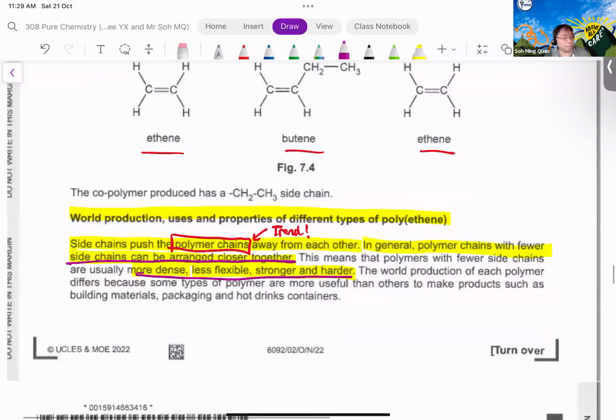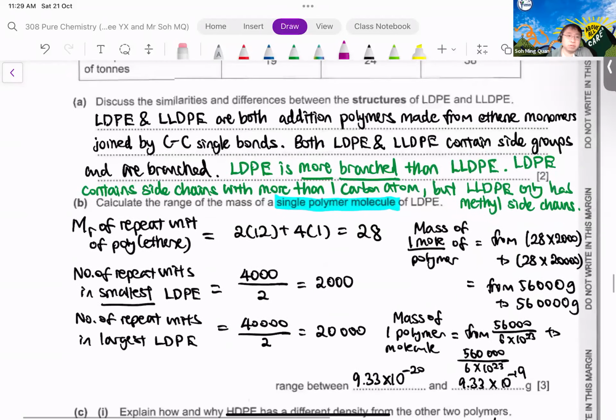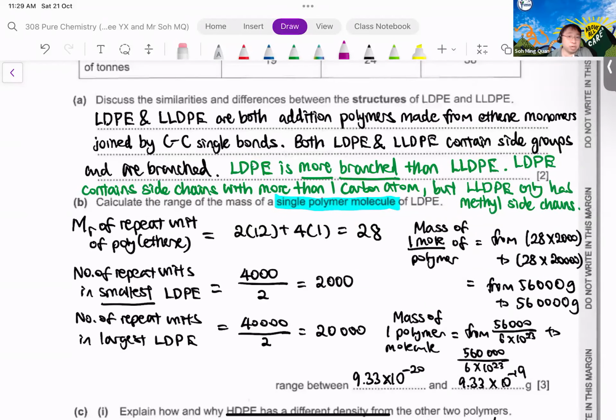Now, moving on, I'm just going to go very quickly to the answers. Now, part A, I don't think it's very difficult. The similarities are just both are addition polymers made from ethene monomers. They are joined by carbon-carbon single bonds. The second similarity between LDPE and LLDPE is that they both contain side chains and they are branched. But the differences are in green. LDPE is more branched. LDPE contains side chains with more than one carbon atom, but LLDPE only has methyl side chains. All right, so these are the two differences.